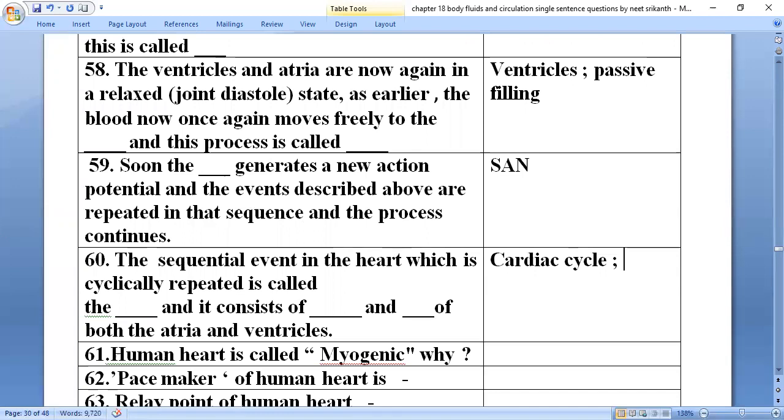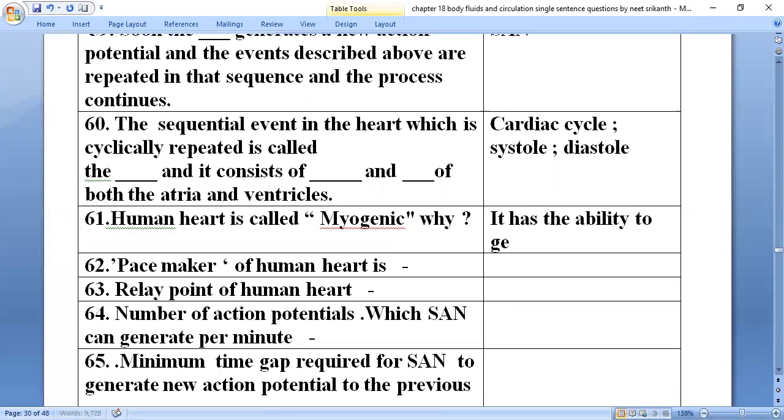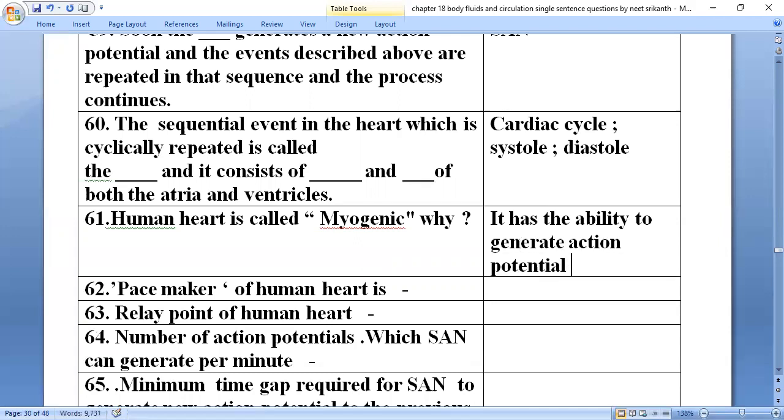and consists of systole and diastole of both atria and ventricles. Human heart is called myogenic. Why? It has the ability to generate action potentials with the help of the sinoatrial node, which is a modified cardiac muscle.